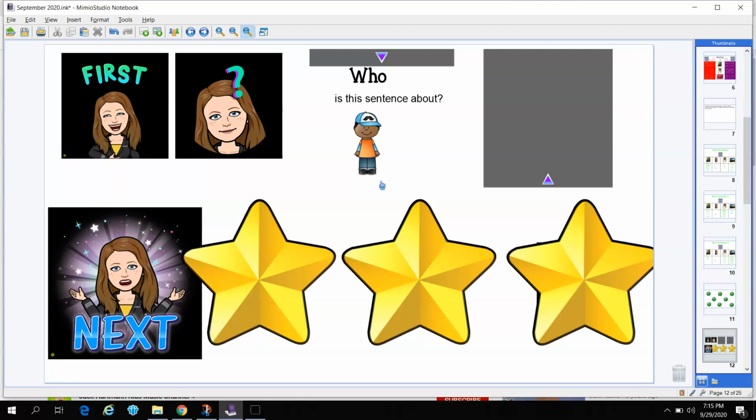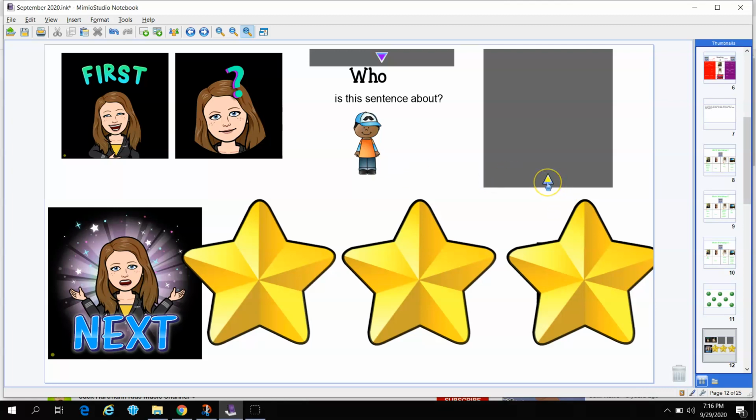Now, a couple weeks ago, we were talking about words that are people, places, and things. Do you remember what those words were called? They're nouns. A noun is a person. So when you say who, you are going to be talking about a person or a noun. Now let's go to the second question.